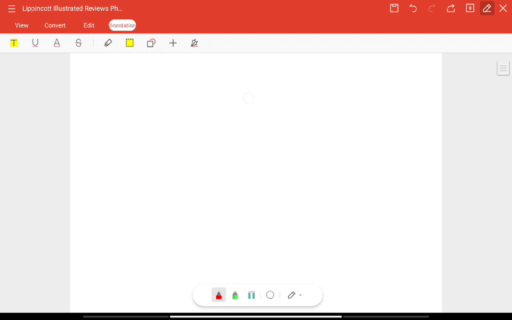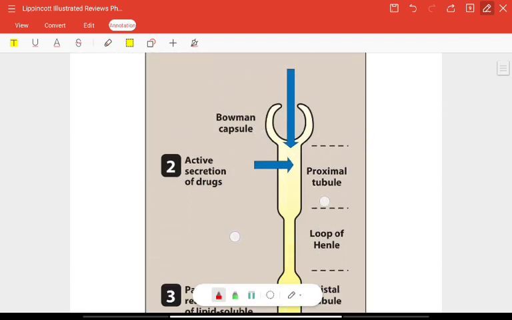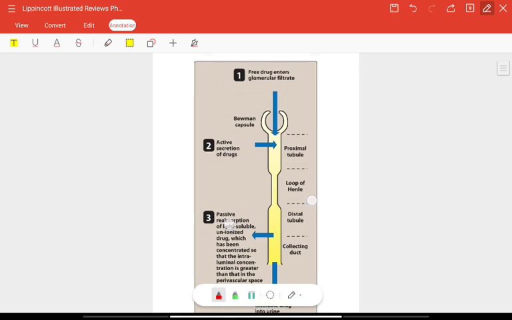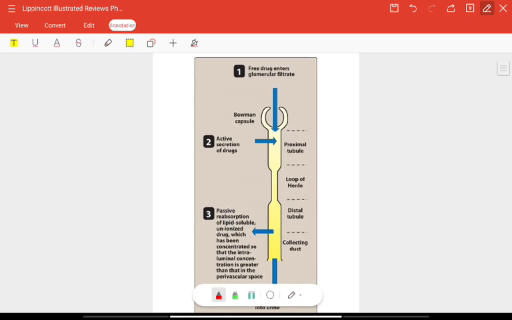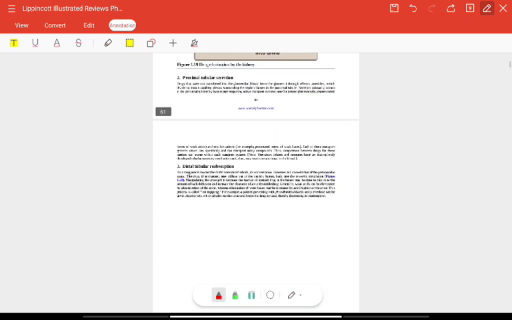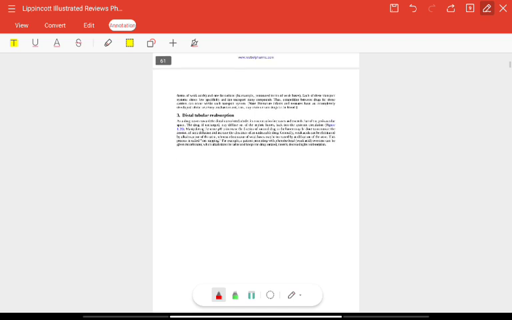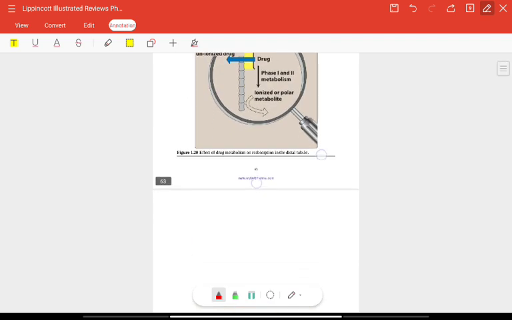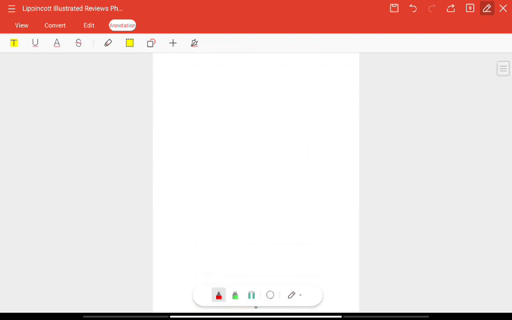Glomerular filtration we will study more deeply in diuretics. This is a basic diagram. It is a Bowman's capsule. Free drug enters here. Active secretion of the drug is through the proximal tubule and then the loop of Henle, distal tubule, collecting duct. This is the passive reabsorption of the drug, which is lipid soluble. Now this was the completion of our pharmacokinetics, and then we will have some case studies.